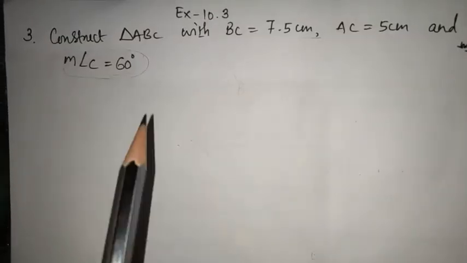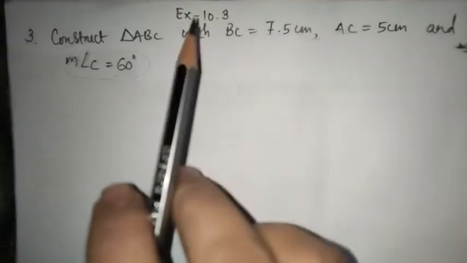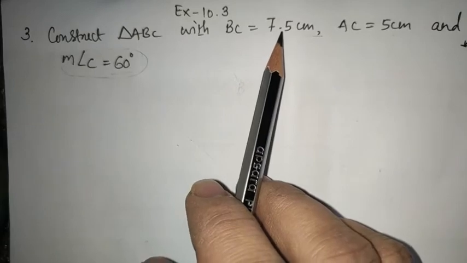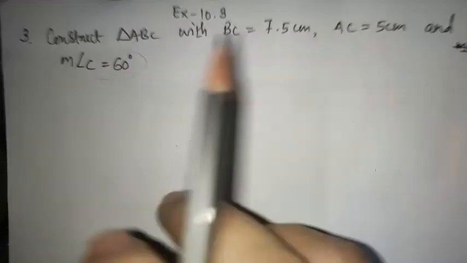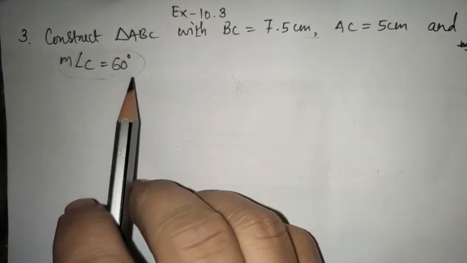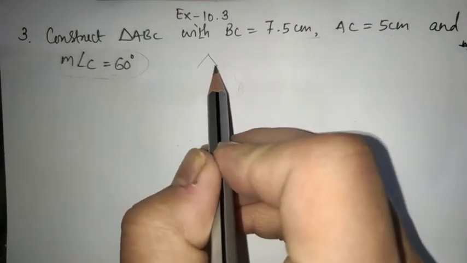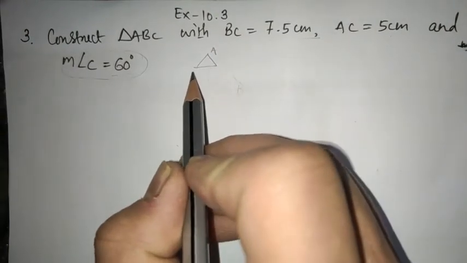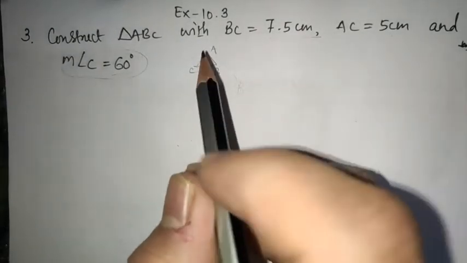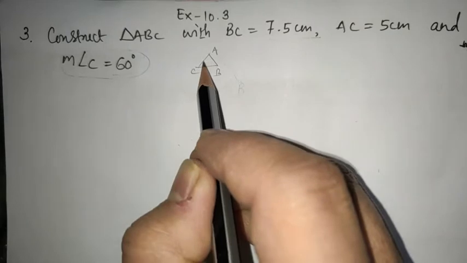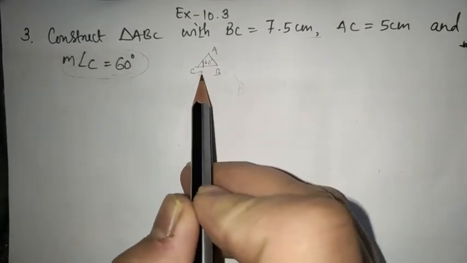So here we have question number 3. The question states: construct triangle ABC with BC equal to 7.5 centimeter, AC equal to 5 centimeter, and measure of angle C equal to 60 degree. So here we have to make one triangle. The name of the triangle will be ABC, but I'll write here ACB. It will be triangle ABC only, don't worry. Why am I doing so? Because we have to make angle C equal to 60 degree, and BC or CB is equal to 7.5.